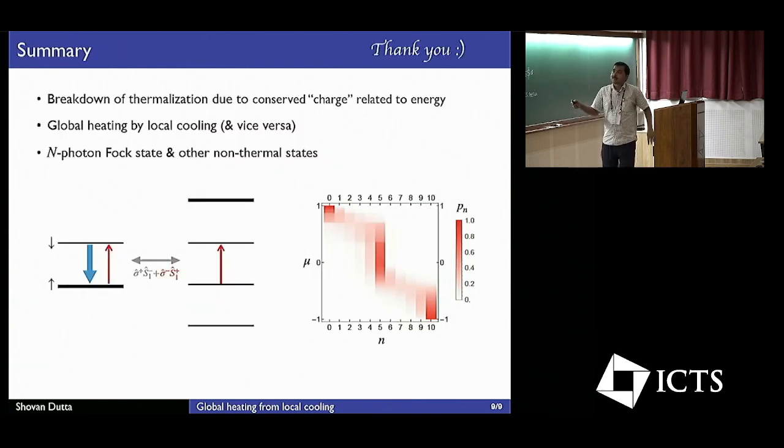Okay, so this brings to the summary. Basically, this is some breakdown of conventional thermalization due to this conserved charge, this SZ conservation, which is related to the energy. In particular, you can get global heating from local cooling, and you can produce sort of non-classical states like that in certain nonlinear cases. Okay, thanks.